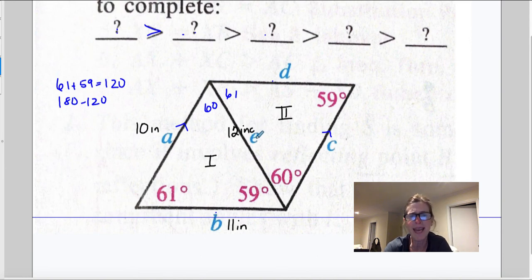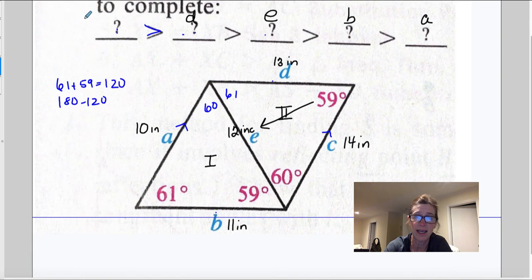But then what happens is in this other triangle, that 12 inches is across from actually the smallest angle. So across from 60 would have to be bigger than 12, say 13 inches. And across from 61 would be even bigger than that, so 14 inches. And that's going to work no matter what number you give it. So that tells me that A is going to be the shortest, and B is going to be next, and then E, and then D, and then C.